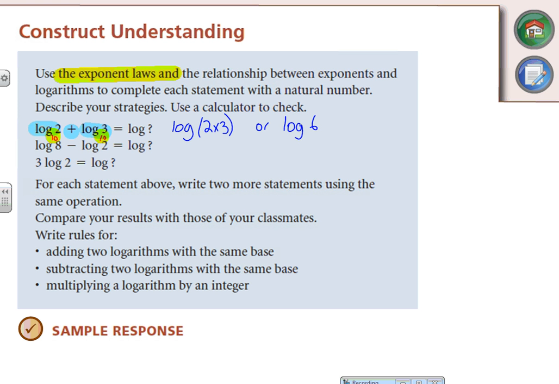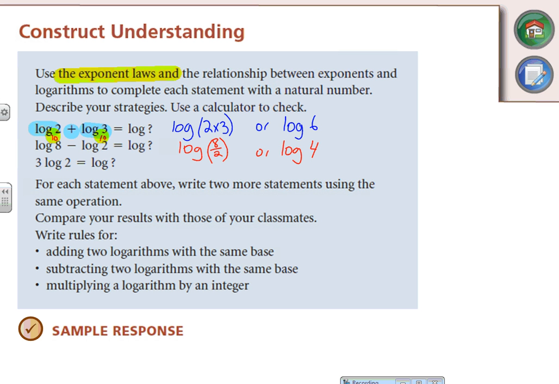Log of 8 minus log of 2. Again, looking at the exponents, if the logs are exponents, if we were subtracting the exponents, we must have been dividing. So that's going to be log of 8 divided by 2, or log of 4.